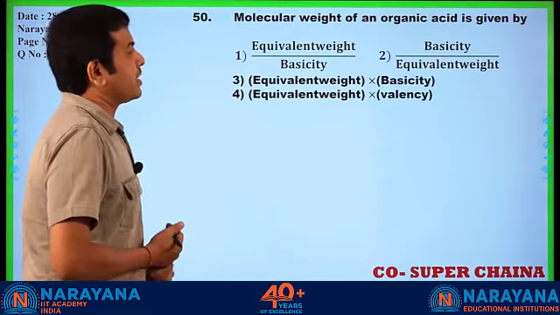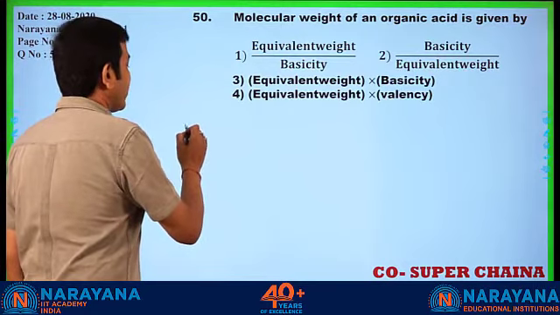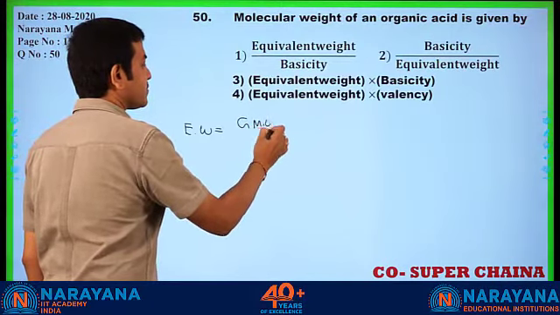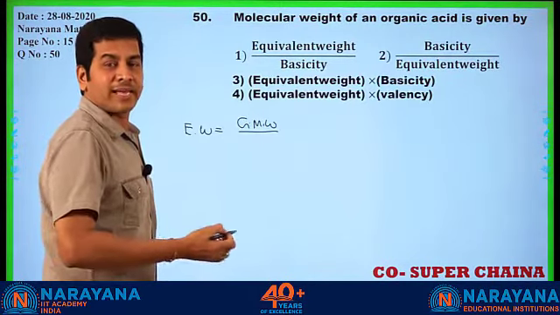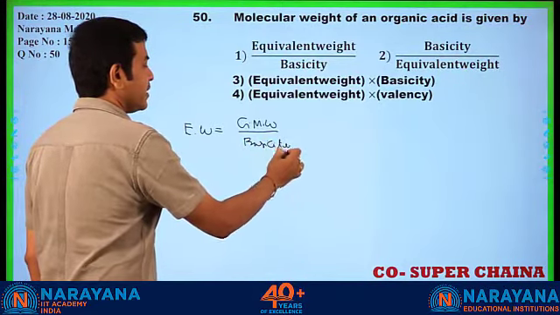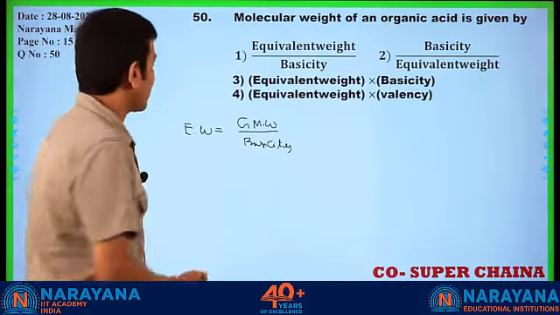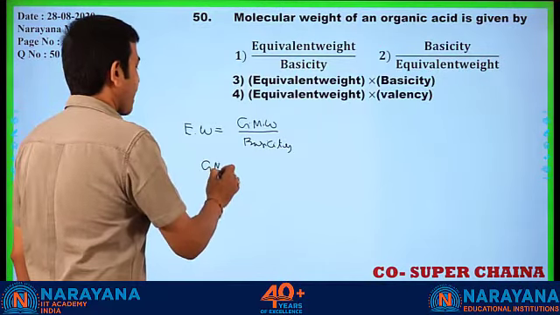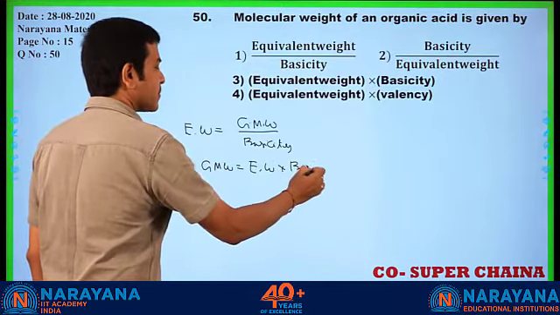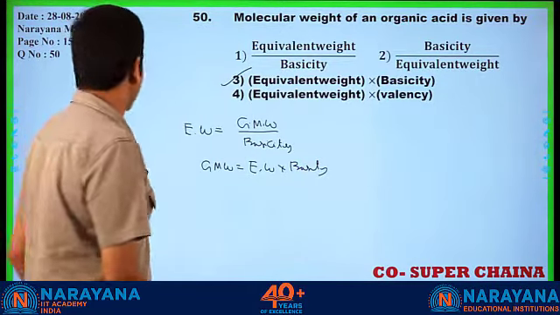Molecular weight of an organic acid is given by, you know that equivalent weight is equal to gram molecular weight by basicity. For acids, the number of replaceable hydrogen atoms is called the basicity. Now gram molecular weight is equal to equivalent weight into basicity. Then option 3 is correct. Okay. Next question.